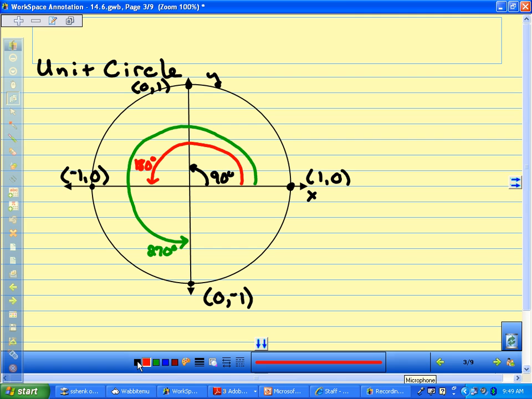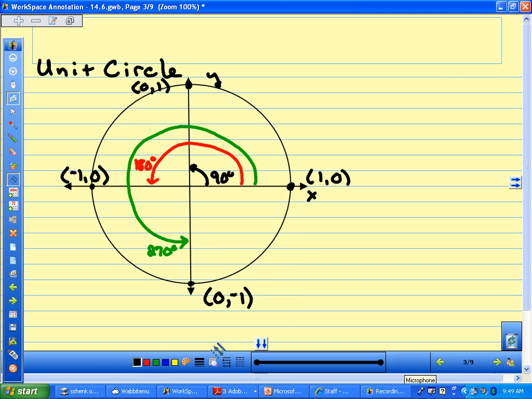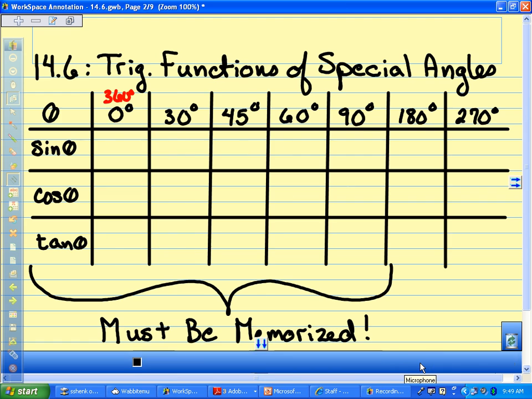Our 0 degree angle, let me do this one in black. Our 0 degree angle would start here on the initial side and then go right back to here. So this coordinate right here is where the terminal side intersects the unit circle. What is the cosine of a 0 degree angle? 1. What is the sine of a 0 degree angle? 0. Well, let's go back in and fill that in then. You said the cosine of a 0 was 1 and the sine of a 0 was 0.